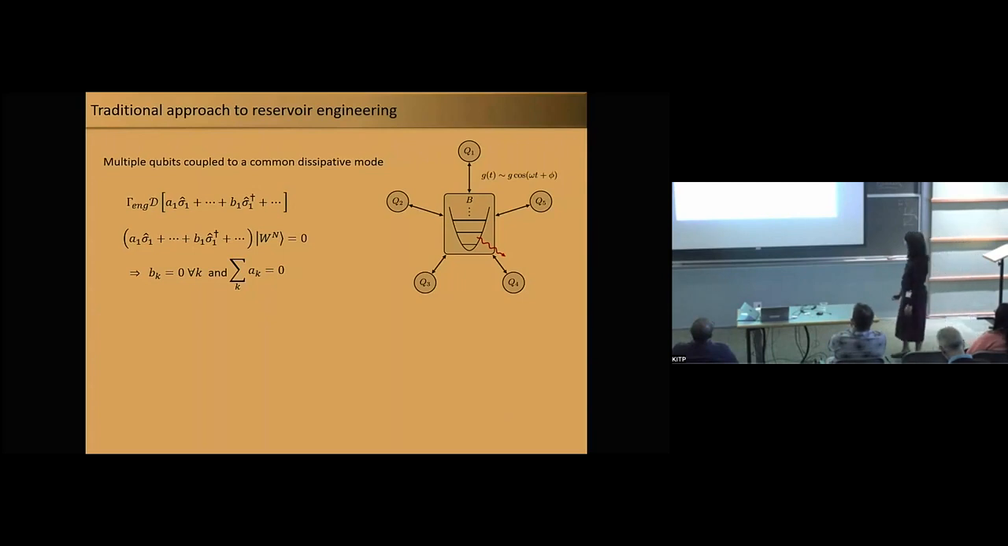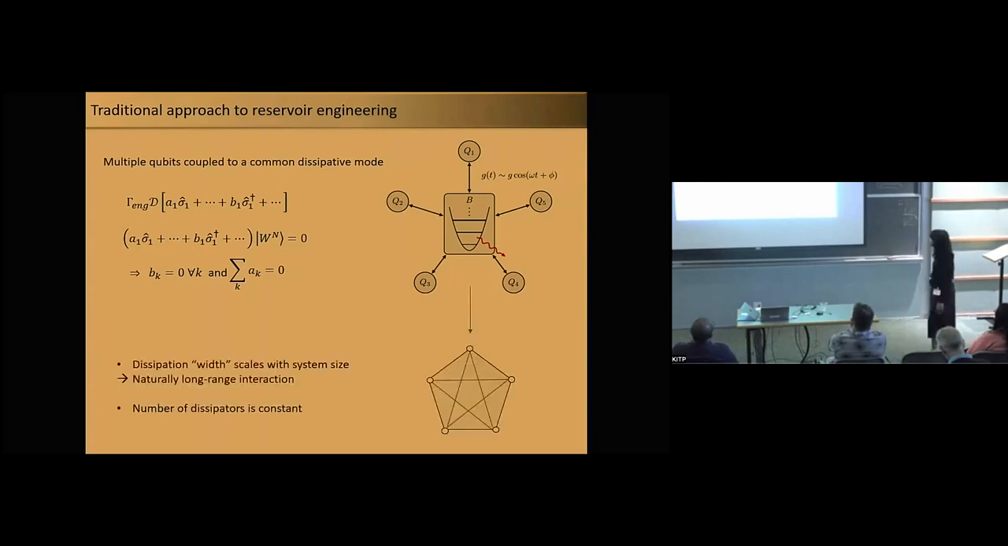So all looks good. And interestingly, this kind of dissipation engineering protocol is what I will call long-range dissipation. Because here, the width of the dissipation, just like the circuit width, was the number of operations which happen in parallel.